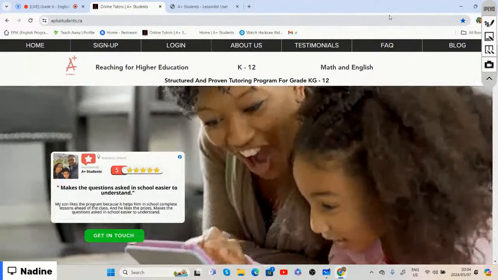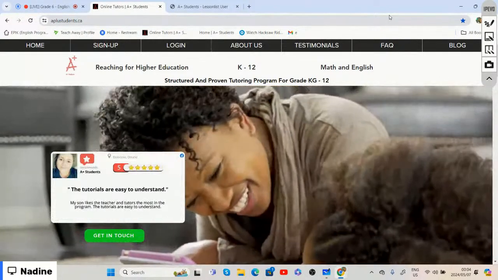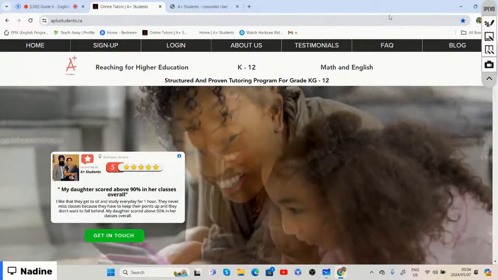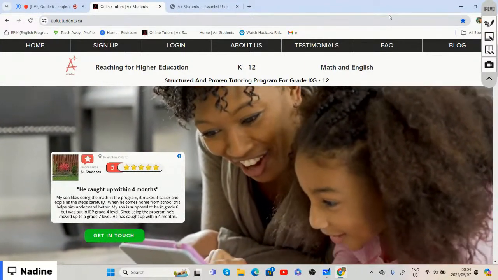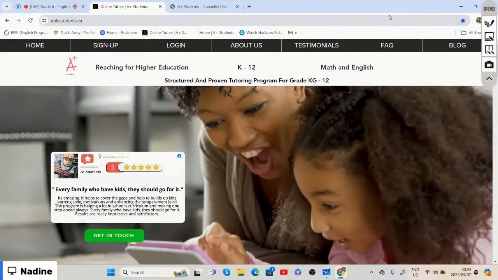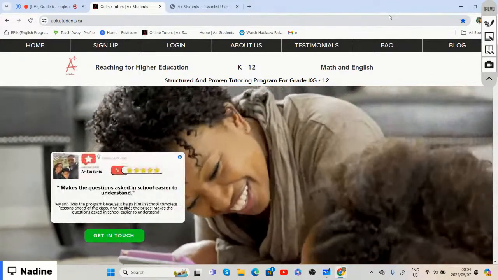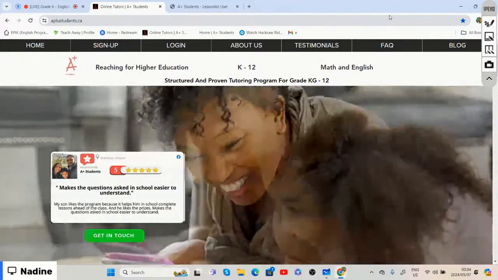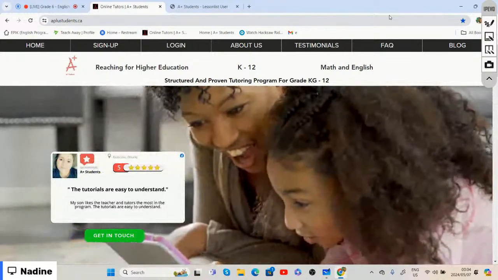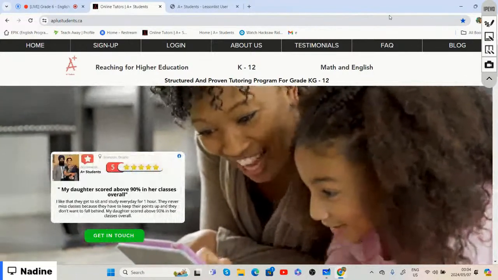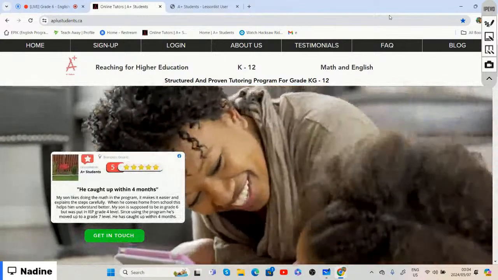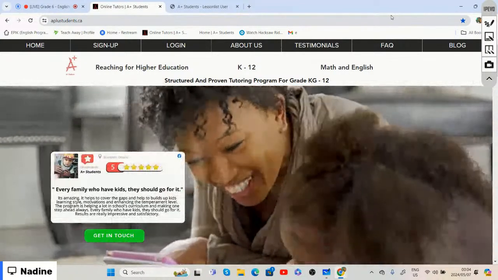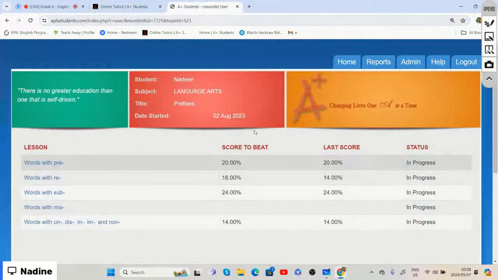Once you've logged on to aplusstudents.ca with our username as well as our password, we're going to select the subject of English Language Arts, grade 6. Once you've selected English Language Arts grade 6, we're going to scroll down until we get to the chapter of prefixes.